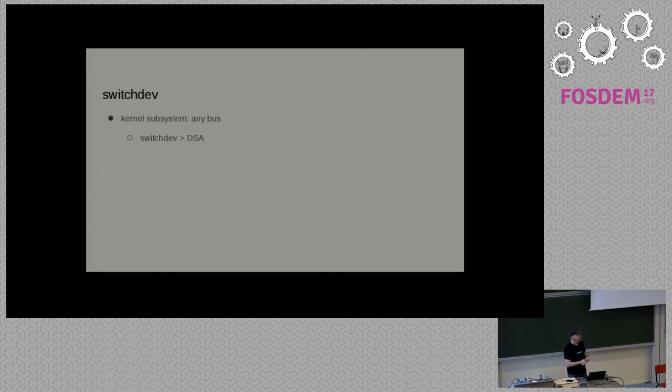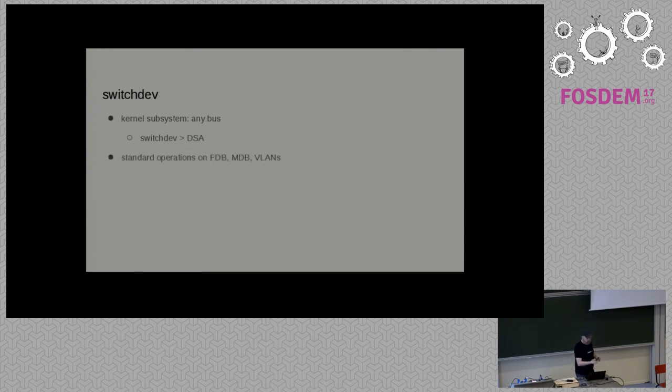If you want to do switching support for an MDIO-connected switch, sorry, in the kernel right now, what you would do is write a DSA driver, right? Because it's kind of the MDIO part of switchdev. You might see it that way right now. It's kind of the easiest way, right? But switchdev in general is super generic.